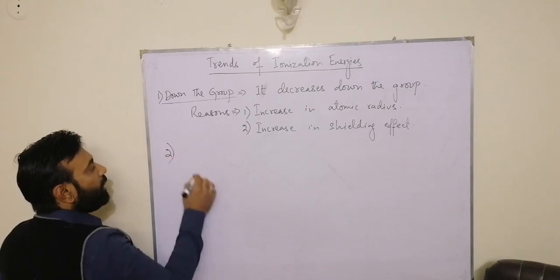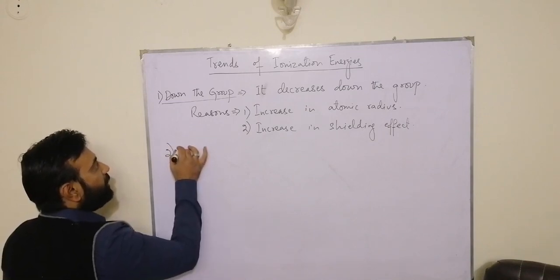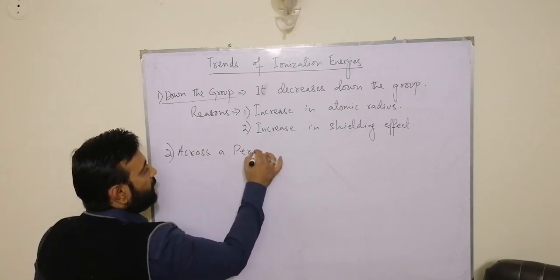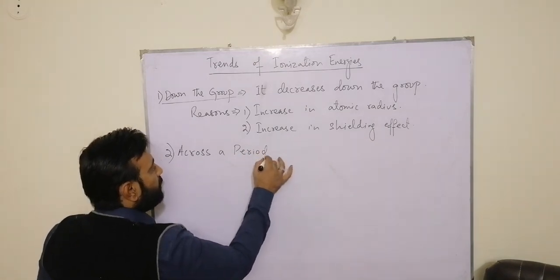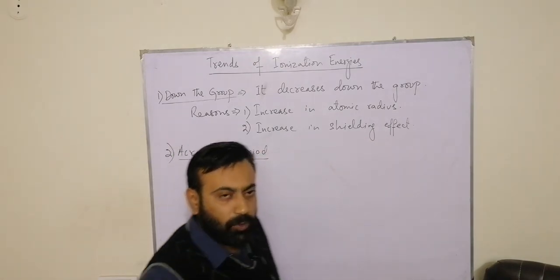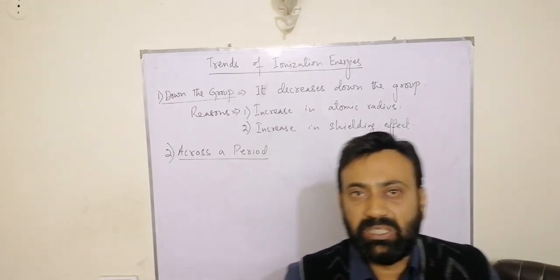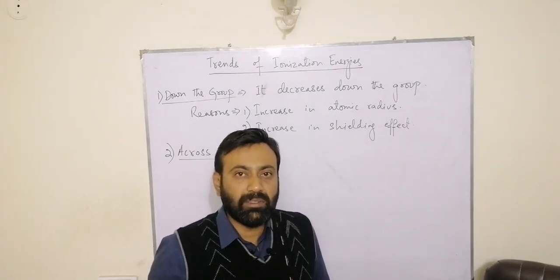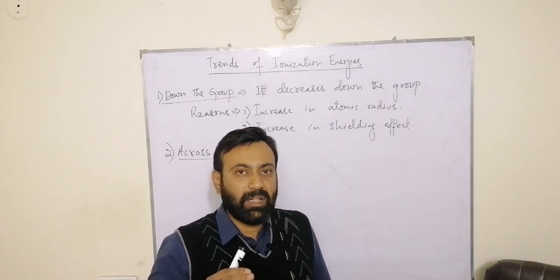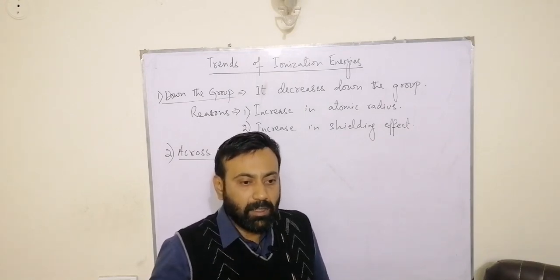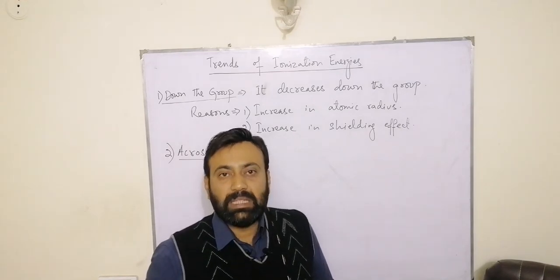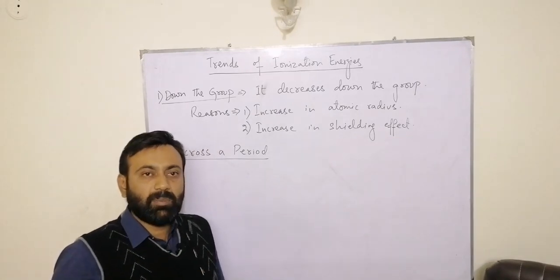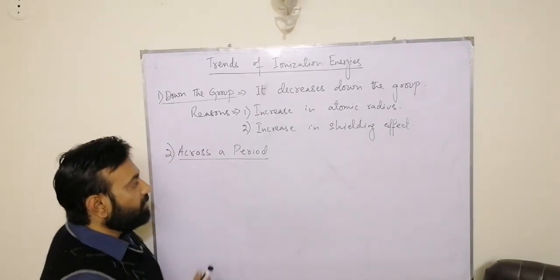Now let us take a look at the trend of ionization energies across a period, when we move from left to right in a period. When we move left to right in a period, the ionization energy increases. The general trend of ionization energies across a period is an increase. But that trend is not as regular as the trend down the group. There are some exceptions in that. So first we need to look at the reasons behind the general trend. The general trend is an increase.